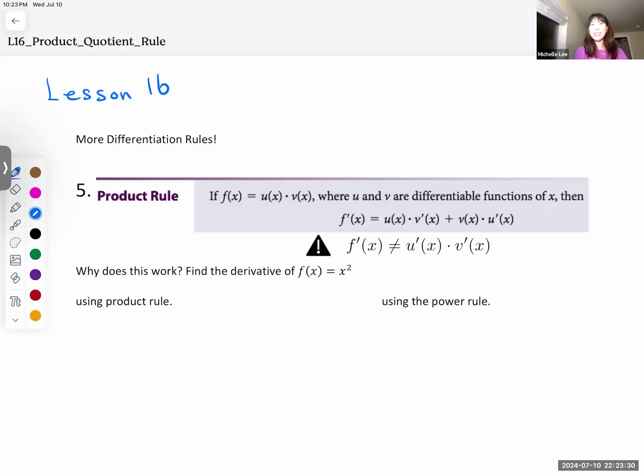Hello everyone, this is lesson 16. So we will learn about the product rule and quotient rule today. Okay? All right, so we have a product rule first.